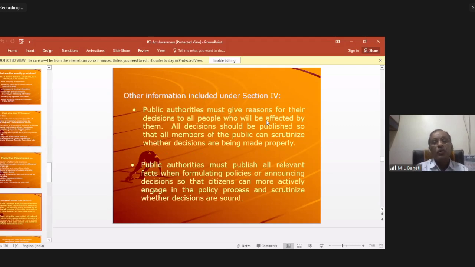There is one more clause, section 4.1c. 4.1c is very important. It is a statement of fact. Public authority must give reason for any decision to all people who will be affected by the decision. All decisions should be published to the members of the public, who can scrutinize whether they are made properly or not, so that they can object. This is under section 4.1c, statement of facts. And 4.1d, that authority has to give justification for taking a particular decision. Public authority must publish relevant facts for formulating policy and announcing decisions, so that citizens can more actively engage in the policy process and scrutinize whether decisions are sound or not.